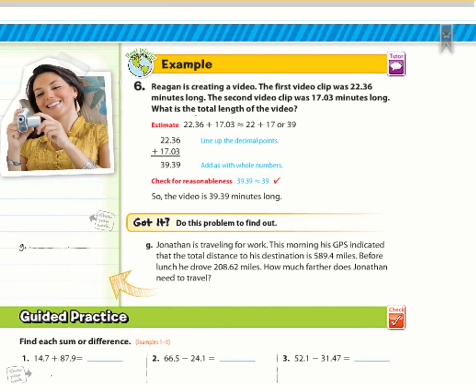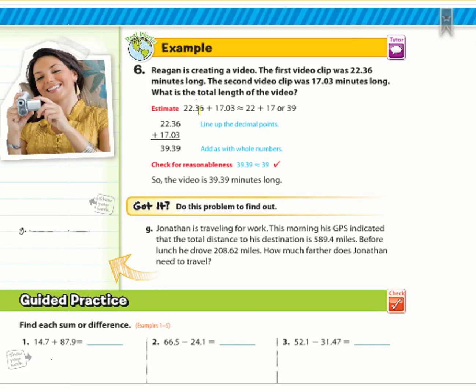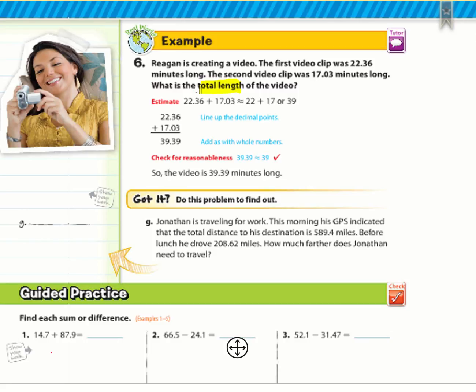It says, Reagan is creating a video. The first clip was 22 and 36 hundredths minutes long. The second video clip was 17 and 3 hundredths minutes long. What is the total length of the video? So when we look at this, we want to ask ourselves, what's the key phrase that's going to tell us which operation we're going to use? So go ahead and circle the key phrase, what you think it is. If you circled total length, that means you are correct. Total length is going to tell us that we're going to add, because we want to know how long both the videos are combined. So we're going to add.